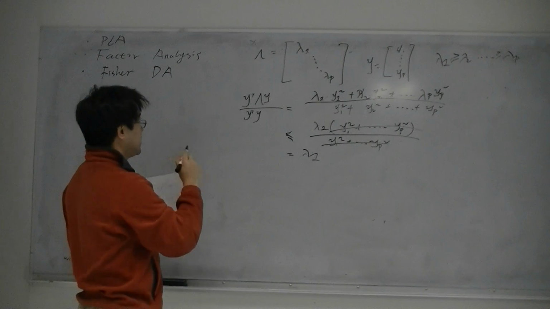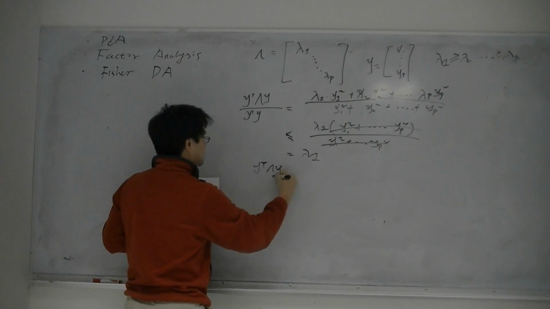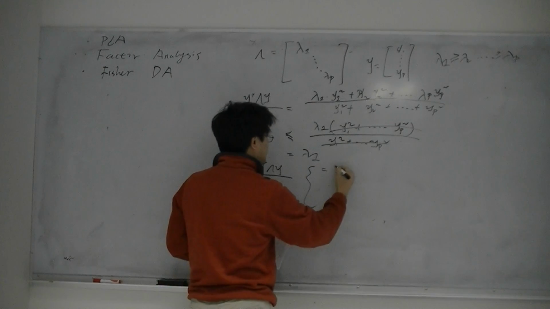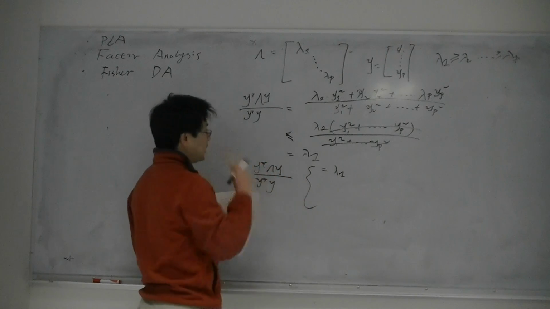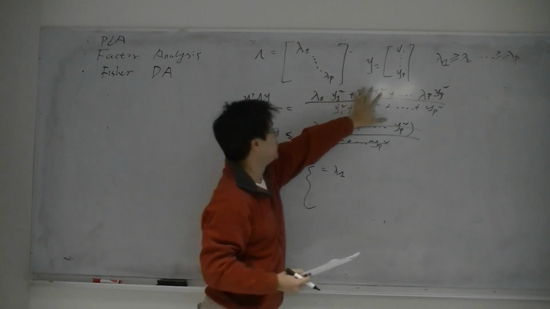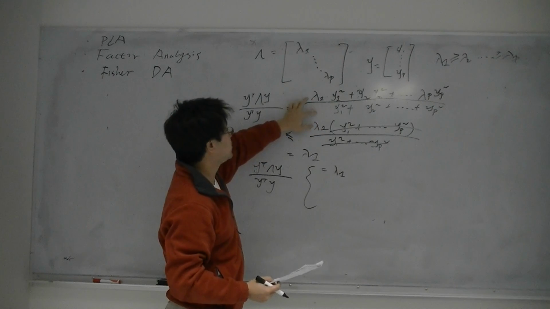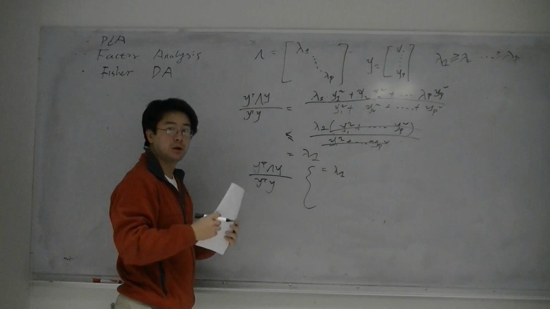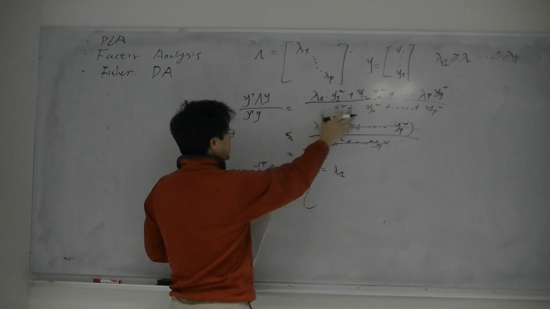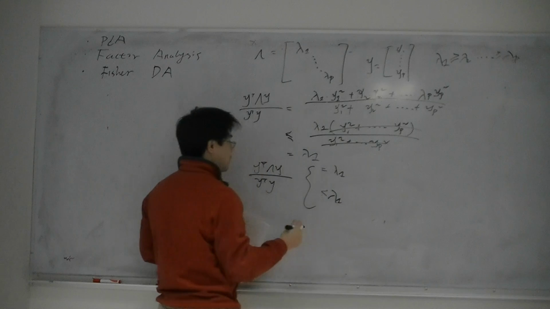So to summarize, if we have y transpose lambda y over y transpose y, this is equal to lambda 1 when you have only this term. So these two cancel out. We remove all these terms, so we only leave the first term. Then we have lambda 1. This is the only case when they are equal. Otherwise, this value is smaller than lambda 1.